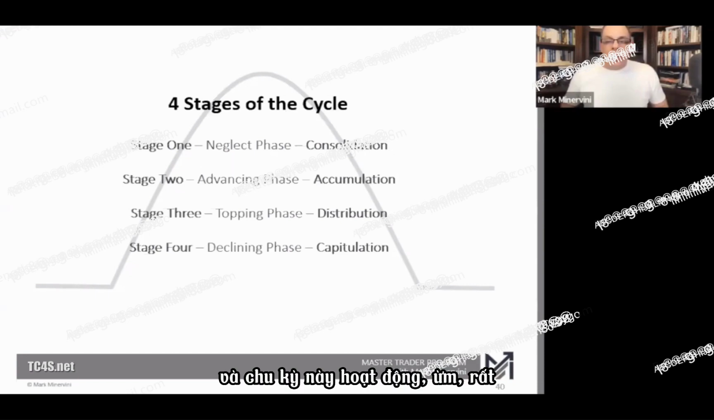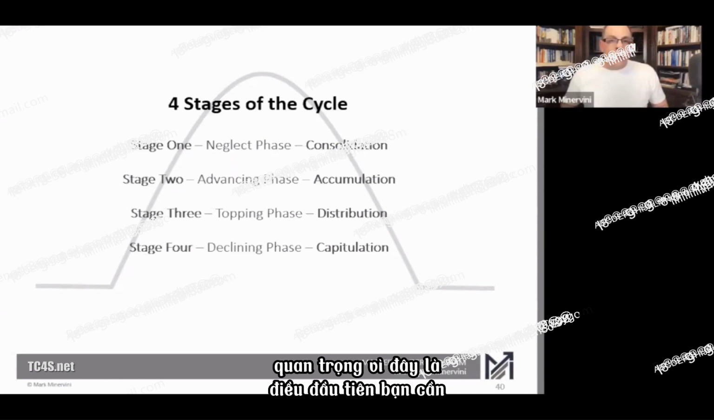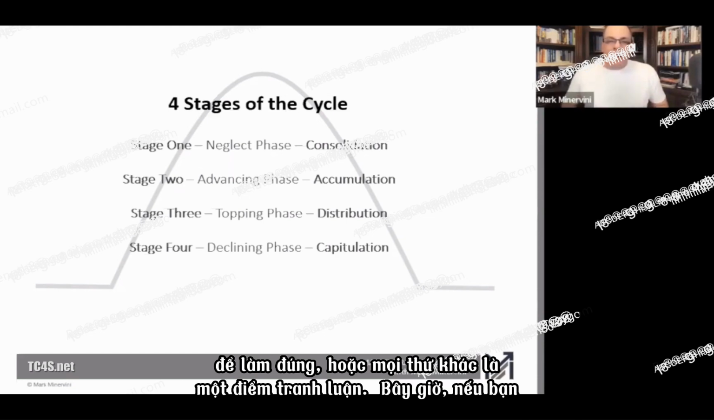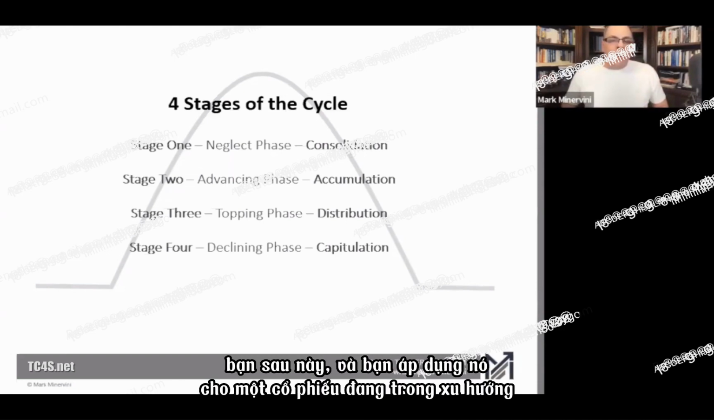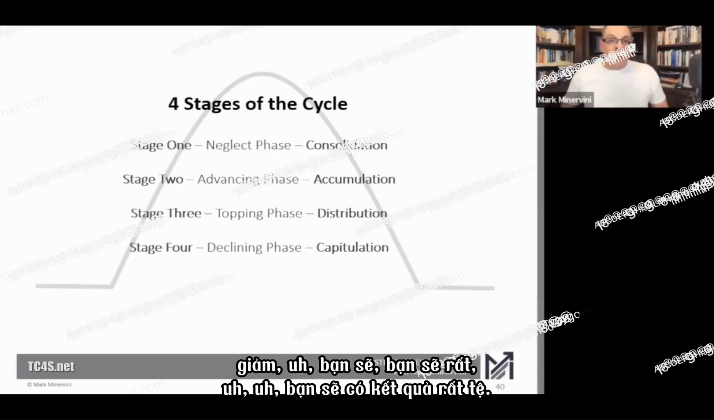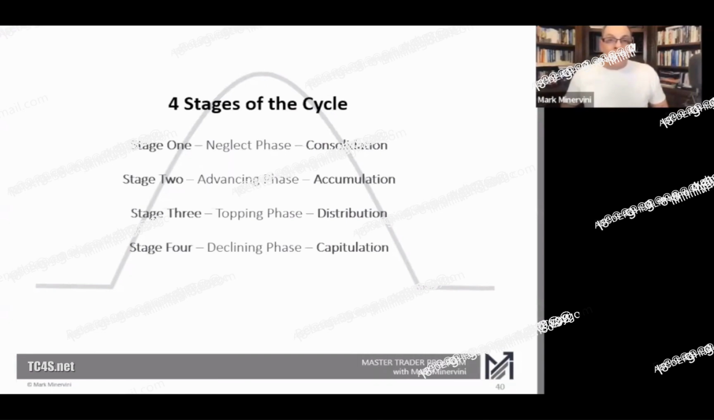And so this cycle work is so important because this is the very first thing that you need to get right, or everything else is a moot point. Now, if you start looking at base breakouts and all the stuff that I'm about to show you later on, and you apply it to a stock that's in a downtrend, you're going to have very poor results. All right, it's not going to work.